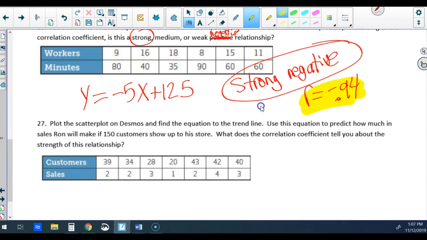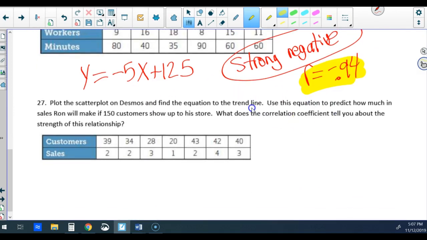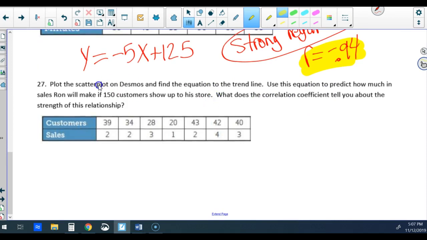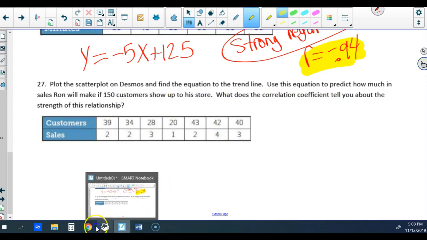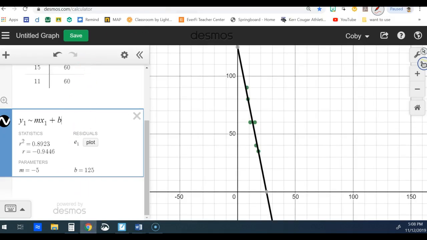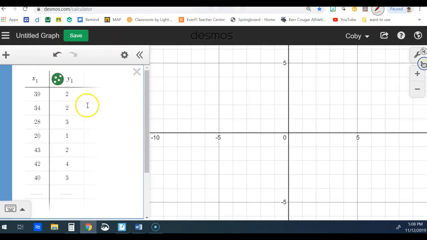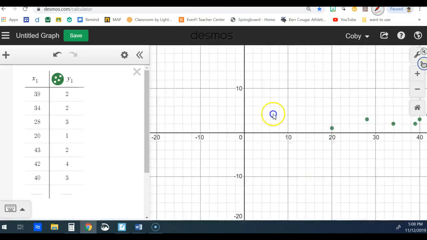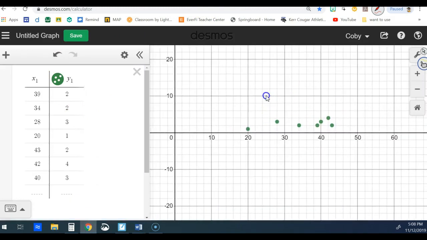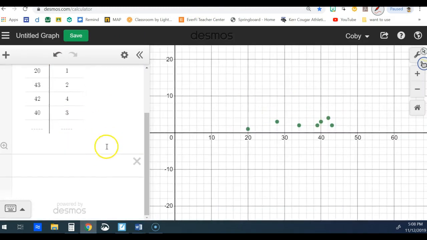Plot the scatter plot on Desmos, find the equation to the trend line, use this equation to predict how much in sales Ron will make if 150 customers show up to his store. What does the correlation coefficient tell you about the strength of this relationship? So again, plot it on Desmos. I have it plotted here. There we go. That looks kind of flat. But let's see what they tell us.